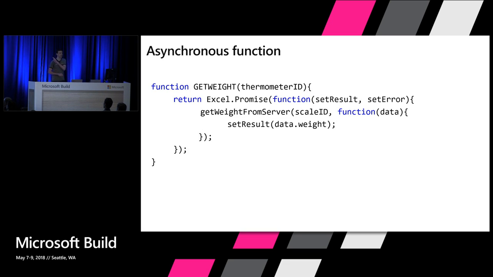This is the getWeight function. And this one, as I said, is just returning the promise. And then it has some call that I haven't implemented on the screen here to retrieve the weight from the server and then set it back into the cell. Really simple.